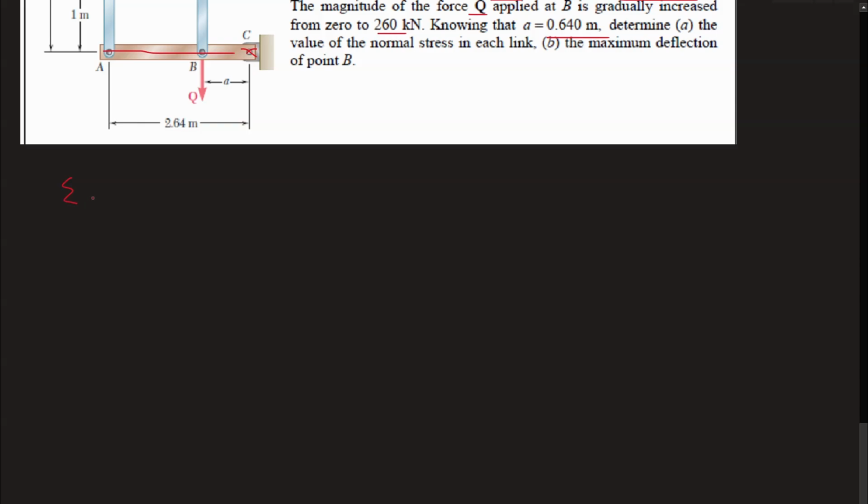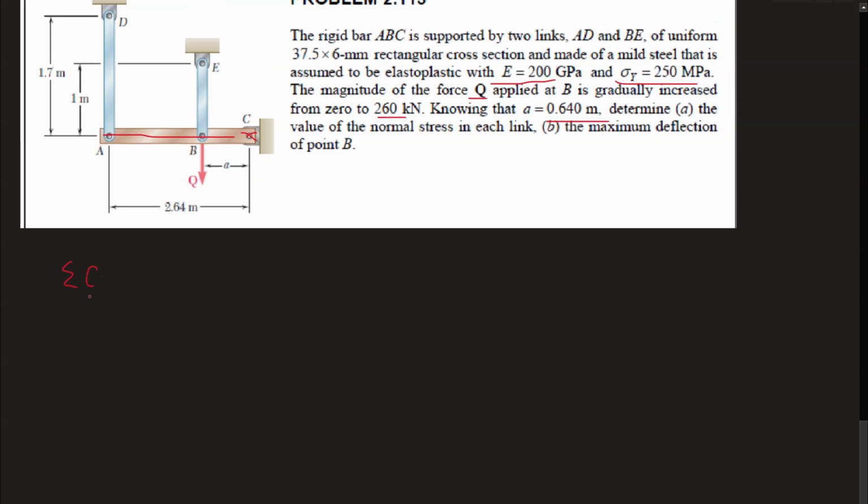So you know the sum of moments about C is equal to 0, and you have Q times, was it 0.64? Yeah, 0.64 times, I'm going to just call it FE for simplicity. FE times 0.64 and FD times 2.64. So essentially what you have here is the equation explaining this, but you've got too many variables. Normally you have two variables and you can plug in for one of them and get the other, but you have this mystery one.